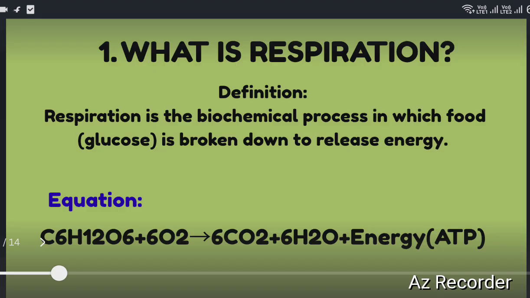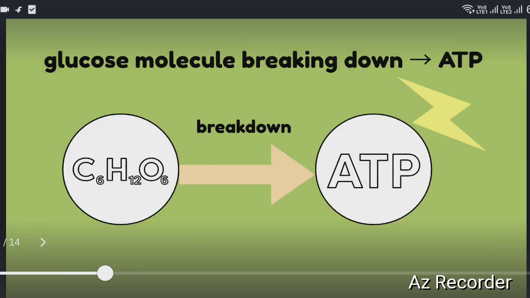So the glucose molecule is finally converted into ATP, and that process we call respiration. In this picture you can see that glucose is broken down and forms the energy currency, that is the ATP, adenosine triphosphate.